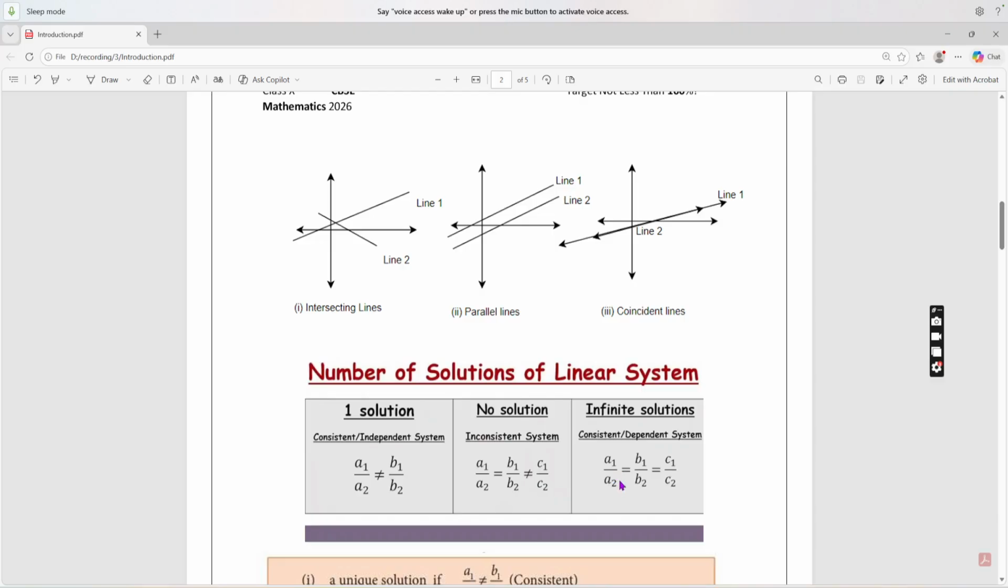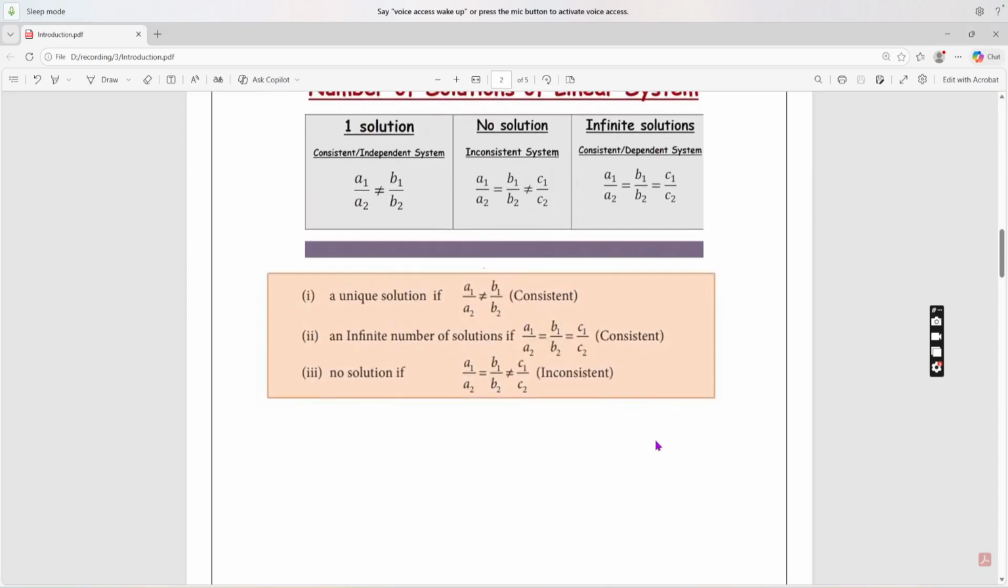If a1 upon a2 is equal to b1 upon b2 is equal to c1 upon c2, then the system would give us infinite solutions and the lines are coincident or overlapping, or we can say the system is dependent. Now, one more time, we are going to see this.